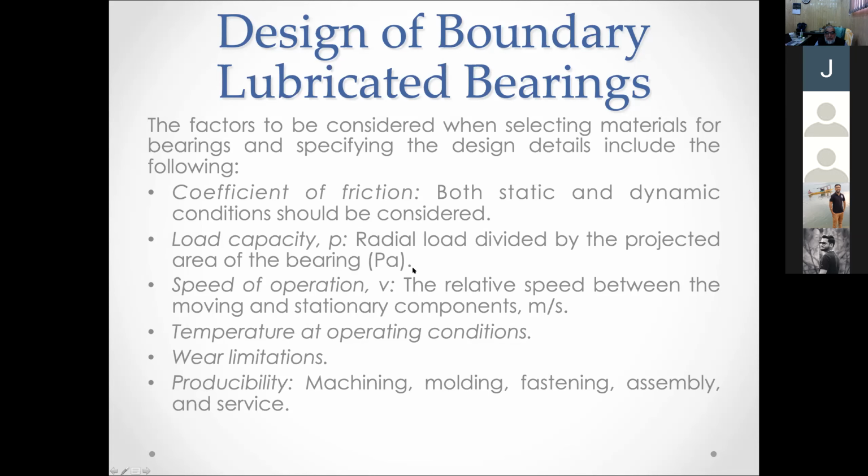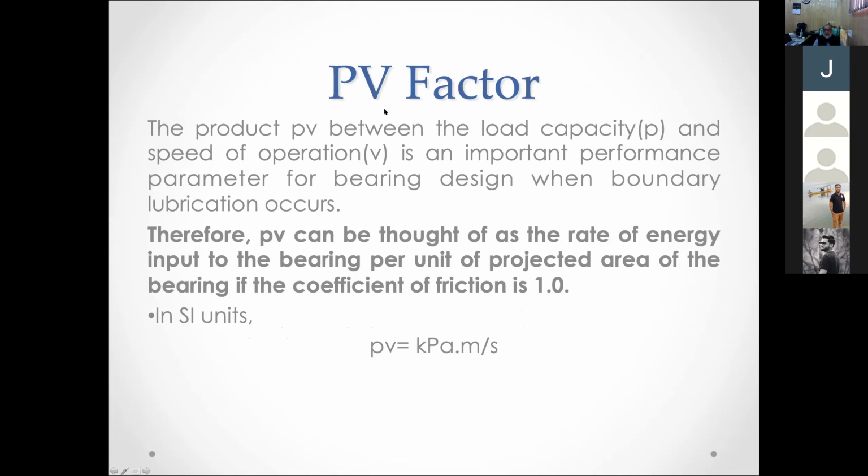So especially PV factor, you can see PV factor is very important in the case of plain surface bearing design. Please remember this. So this is PV factor. The product PV is the product of load divided by projected area multiplied by the velocity of the shaft. So therefore PV can be thought of as the rate of energy input to the bearing per unit of projected area of the bearing if the coefficient of friction is 1.0.